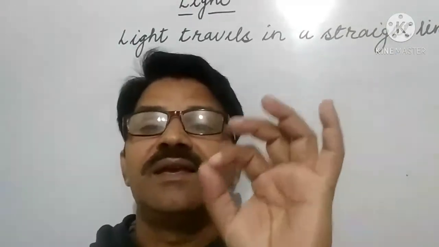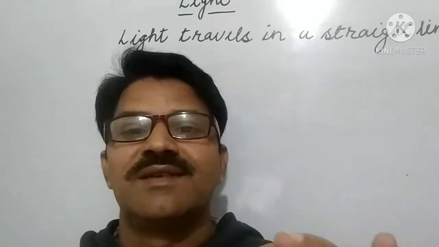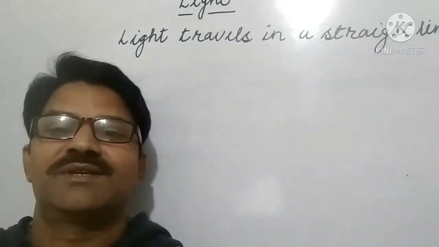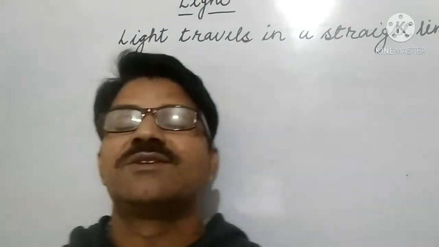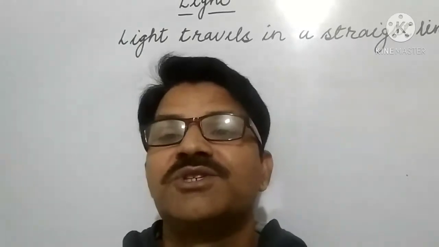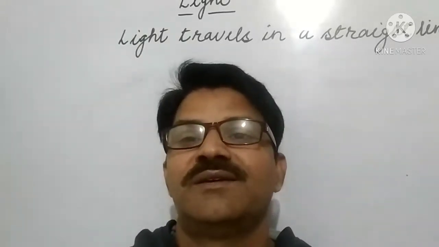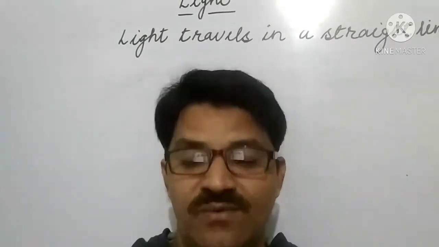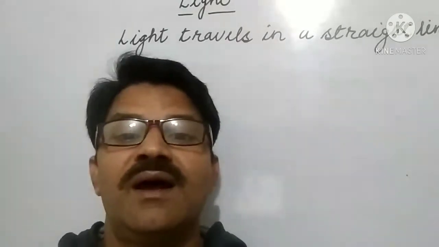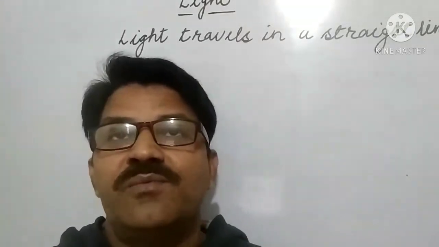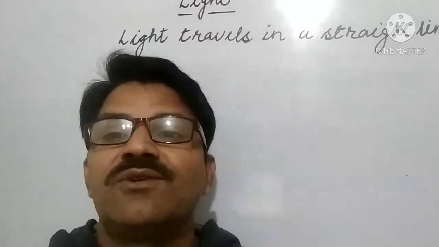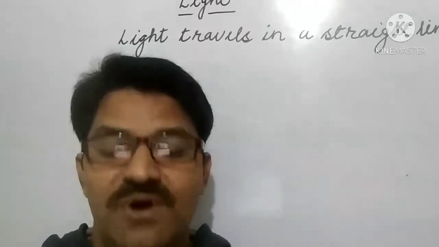This creates an area of darkness on the other side of the object. This area of darkness is called the shadow of an object. Clear? Shadow, what is the definition of shadow? When an opaque object comes in the path of the light, shadow is formed.